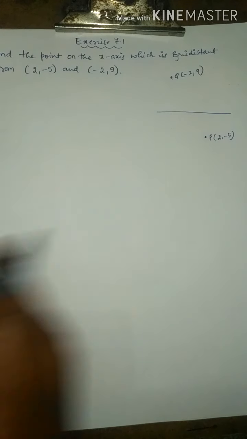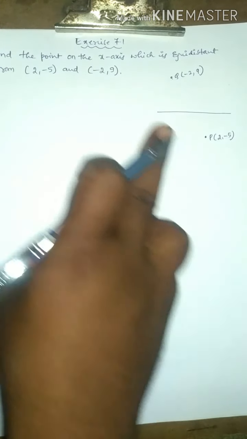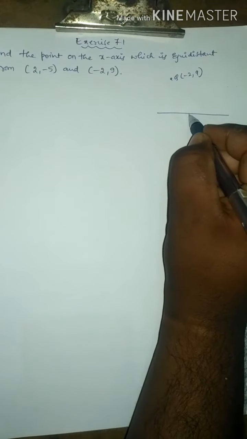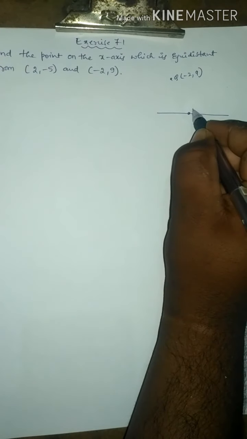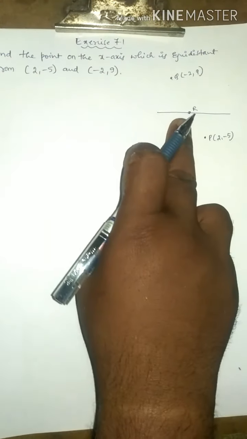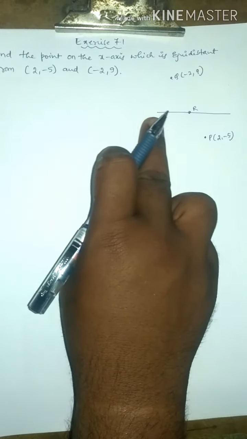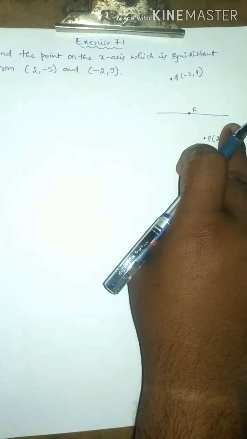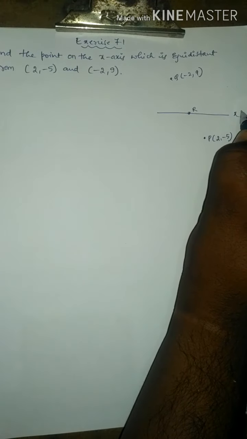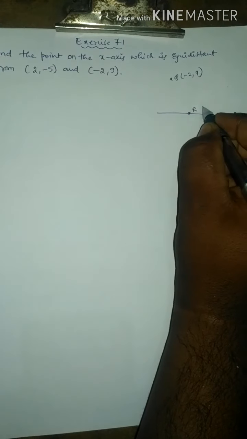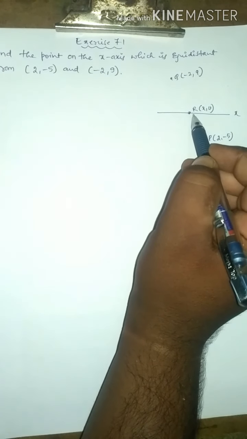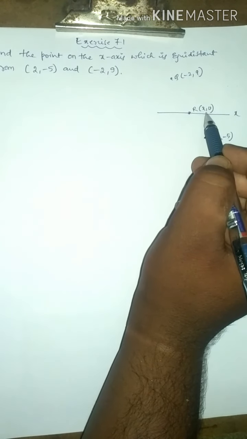So what we have to find out: P is one coordinate, Q is another coordinate. There exists a third point, R. I don't know the coordinates of this point. Since R is going to exist on the x-axis, what happens? The y value will be 0. So I am going to name it x comma 0. On the x-axis, y will be 0, so this point I am going to consider as x comma 0.